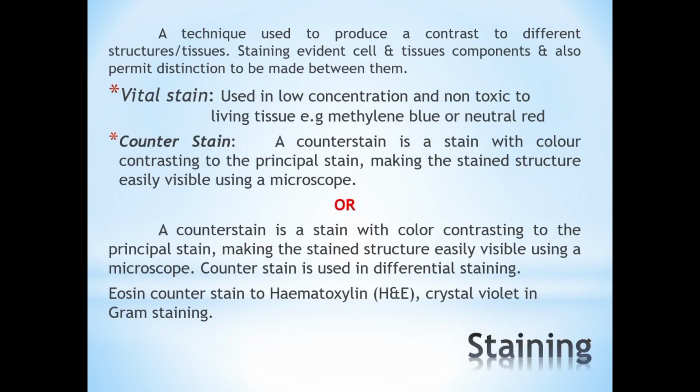Now we will go to another technique used in cell biology or cytology, which is known as staining. Staining is a microscopic technique used to enhance the clarity of a microscopic image. As you know, most biological structures are transparent, so staining techniques are used. It is a technique used to produce contrast in different structures and tissues, making cell and tissue components evident, and also permitting distinction to be made between them.